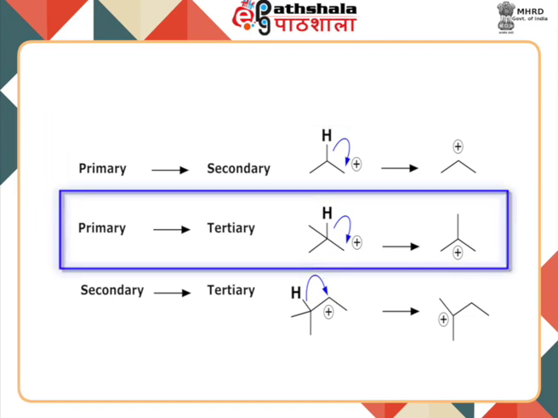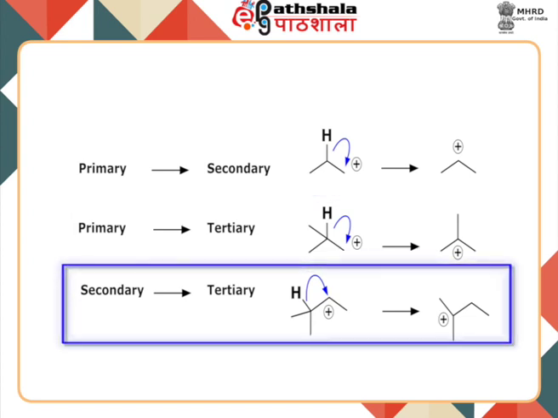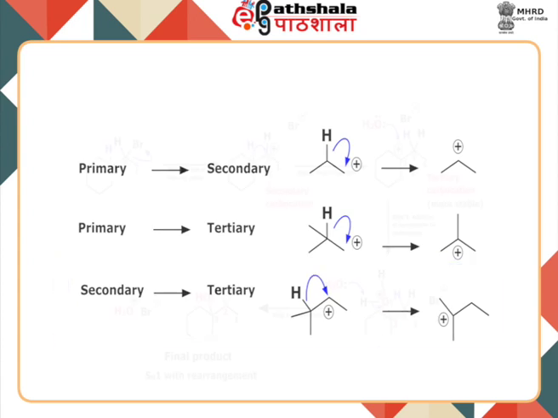Similarly, a primary can go to tertiary. Here you can see is the position where this hydride shift happens, it will lead to the tertiary carbocation, or you can have a secondary going into the tertiary carbocation, which is being depicted in this particular case. As this hydride shift happens to the adjacent carbocation, we will get this tertiary carbocation.